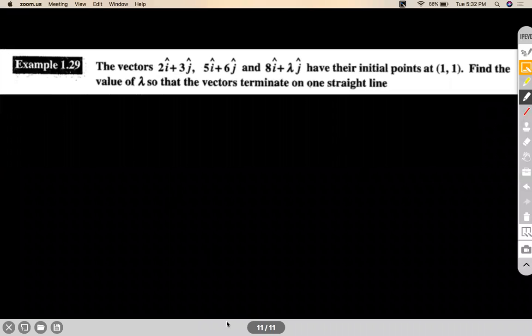If vectors 2i plus 3j, 5i plus 6j, 8i plus lambda j have their initial points at (1, 1), find the value of lambda so that these vectors terminate on one straight line.